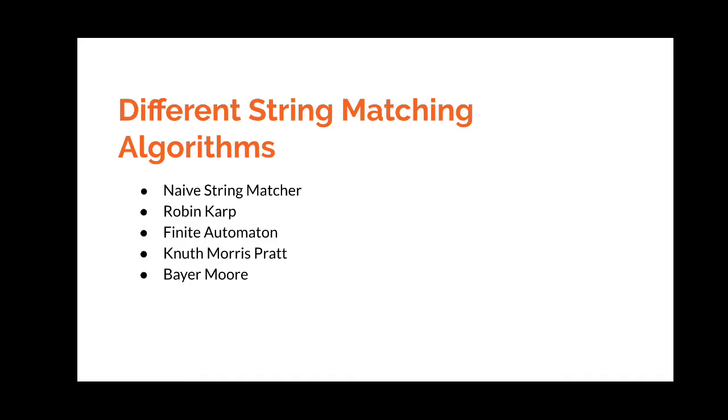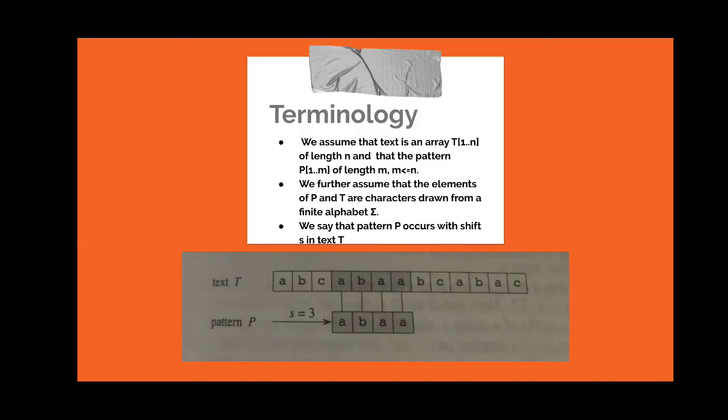The different string matching algorithms which we are going to discuss in this subject are the naive string matching algorithm or the naive string matcher, the Rabin-Karp algorithm, the finite automaton, the Knuth-Morris-Pratt algorithm, and the Boyer-Moore algorithm. In this video, I will be discussing in detail the naive string matcher and the Rabin-Karp algorithm. Before we take up the string matching algorithms as such, some terminology which we will be using in discussing the algorithms is important.